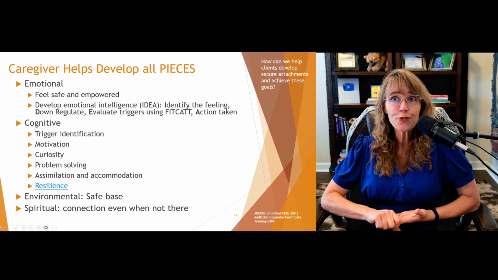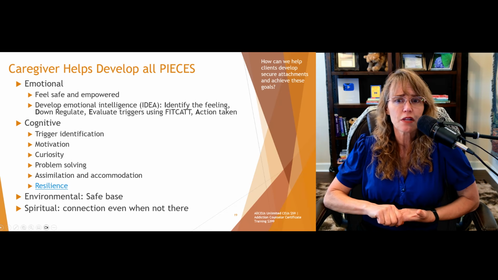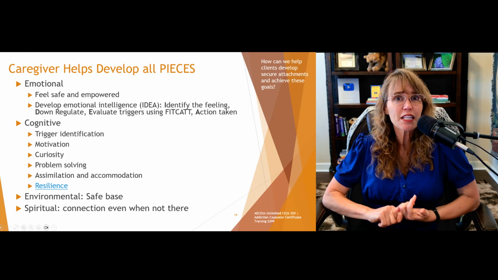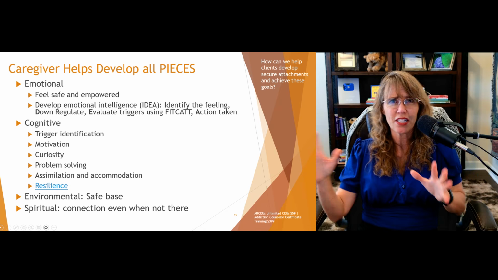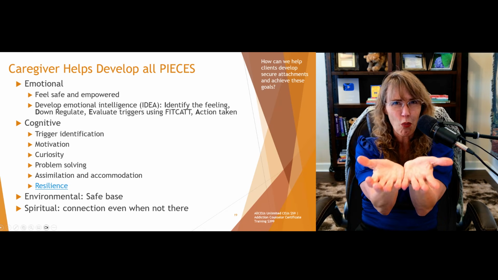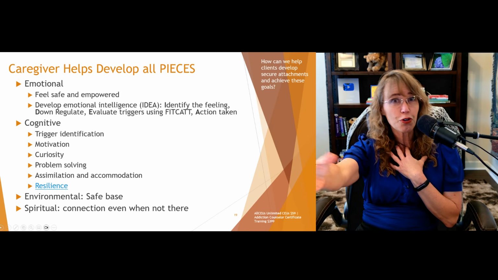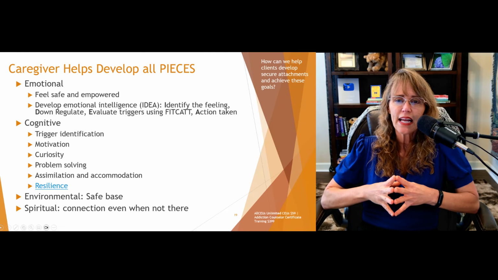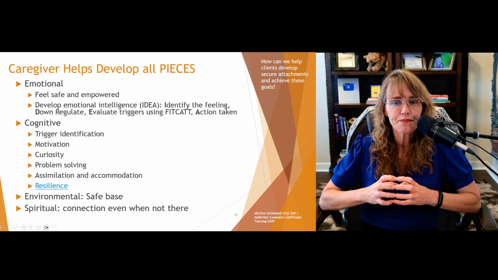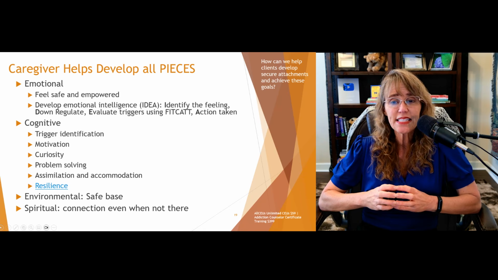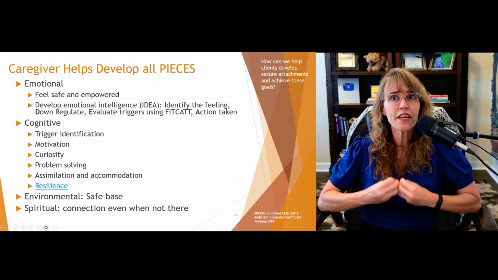The caregiver helps the child develop motivation. If the child knows that they have a safe home base to come back to, they're going to be more likely to get outside their comfort zone. The caregiver helps them develop problem-solving skills. The caregiver helps them with assimilation and accommodation, trying to figure out, okay, there's this new information. What do I do with it? Do I need to change my thinking, or do I need to alter the perception of the situation? And they help the child develop resilience, the tools they need to bounce back. Environmentally, they provide a safe home base. And spiritually, they help the child feel a sense of connection even when they're not there.